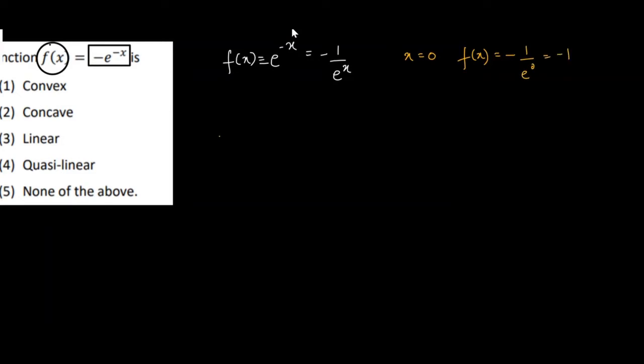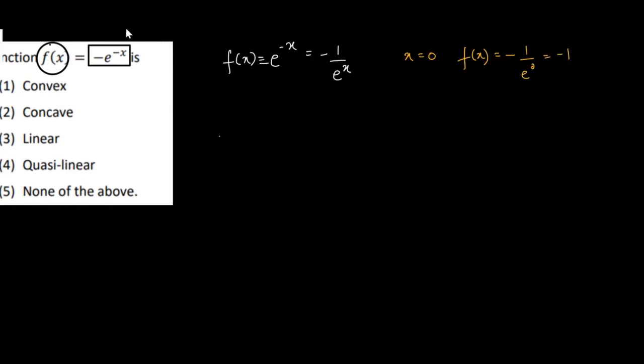In this question, we are told that the function f(x) is defined as minus e to the power minus x, and we are asked to find the nature of the function. Now, f(x) can be written as minus 1 by e to the power x. So, if I put the value of x equal to 0, then f(x) becomes minus 1 by e to the power 0, or minus 1.